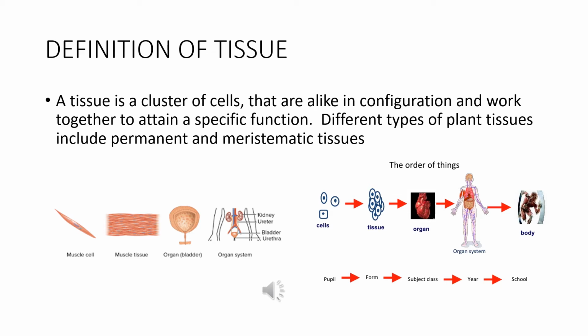A group of cells make up a tissue, a group of tissues make up an organ, a group of organs make up a system, and different systems synchronize together to make up a functional human body or any body of any living organism.